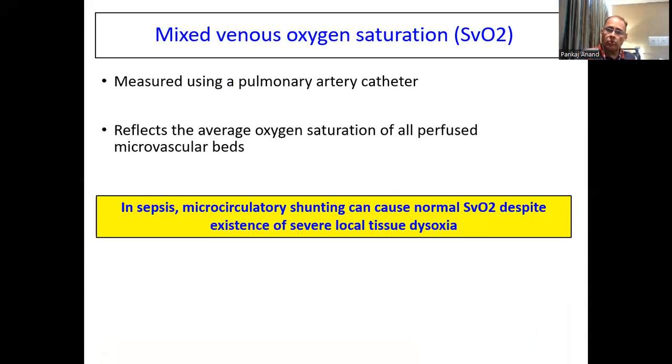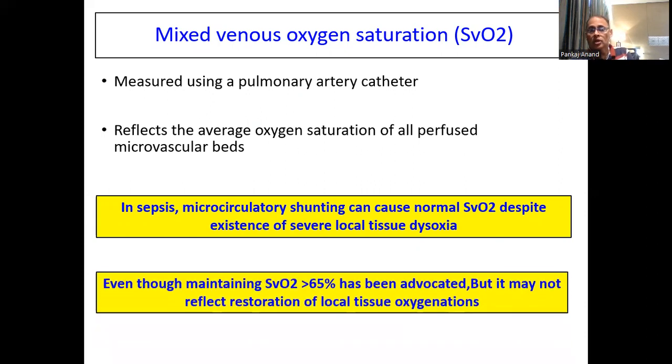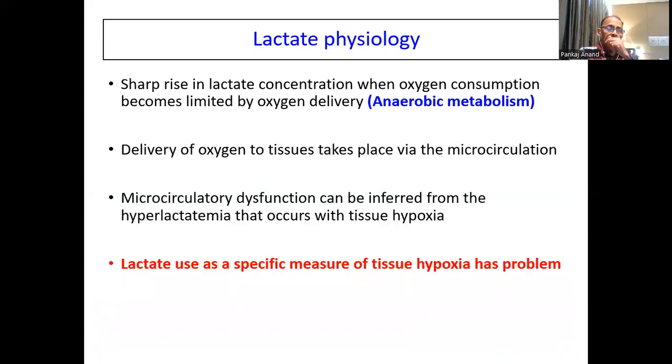Now, in sepsis, microcirculatory shunting can actually cause a normal mixed venous oxygen saturation despite having severe local tissue dysoxia. Even though maintaining mixed venous saturation more than 65 has been advocated, and we were doing it a lot when I was doing my residency, it has now been proven that it may not reflect restoration of local tissue oxygenation. And in the Surviving Sepsis Guidelines 2021, they have actually given up ScvO2 as a resuscitation goal.